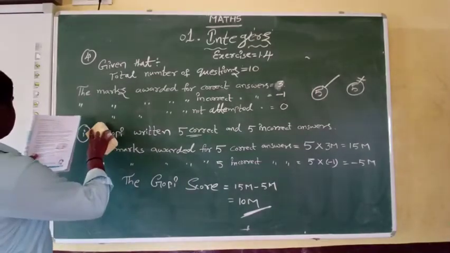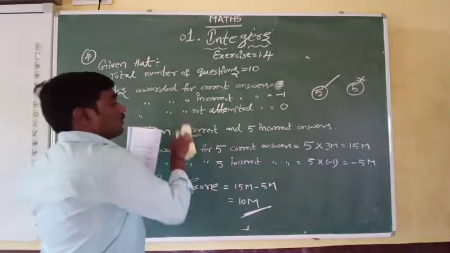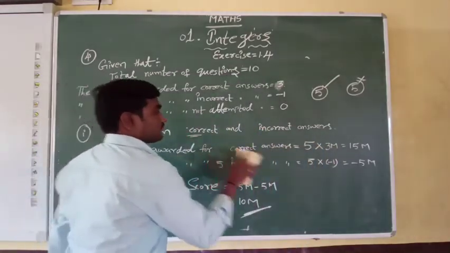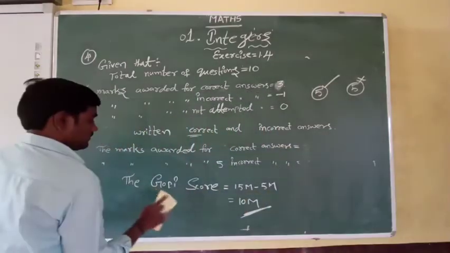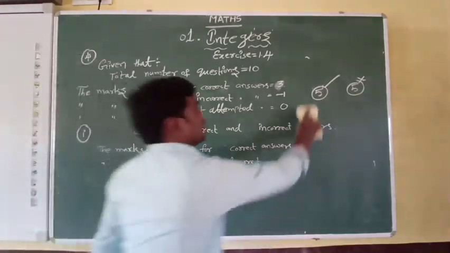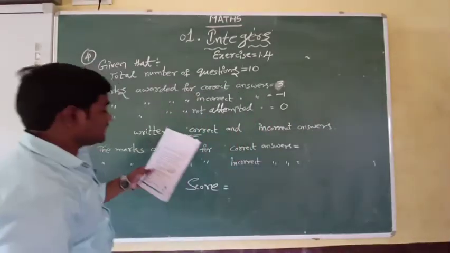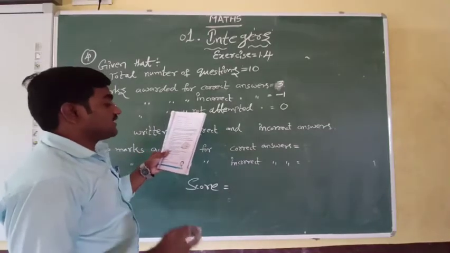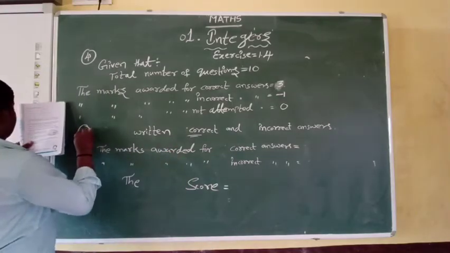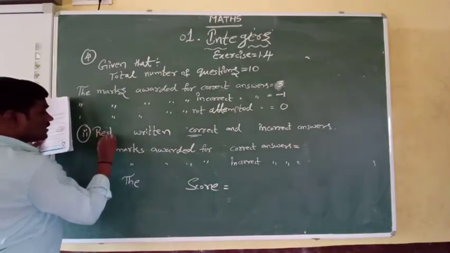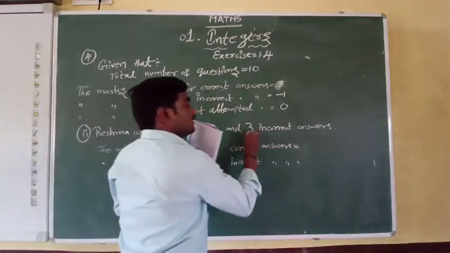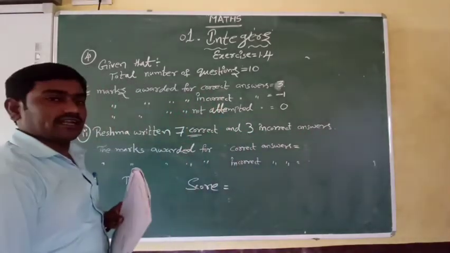Now let us see what is the second question. Who is the second person here? Reshma gets 7 correct answers and 3 incorrect answers. Reshma has written 7 correct and 3 incorrect answers.